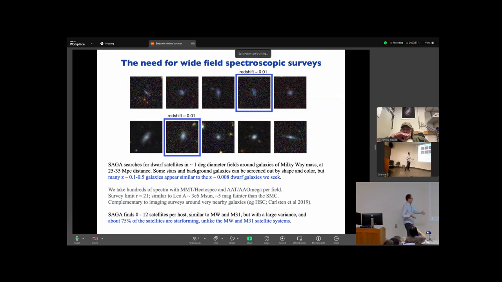This was all done with MMT Hectospec and AAT AAOmega, thanks to generous allocations of time from places like Arizona and NOIRLab. Risa and Marla were also able to round up some funding with which we were able to purchase time on AAT. And the staff of the observatories were very helpful in getting this all completed.